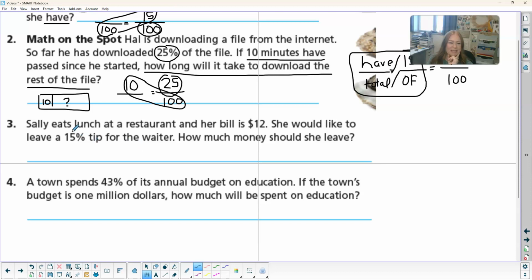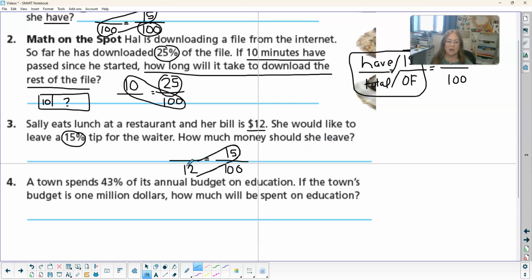Okay, number 3. Sally eats lunch at a restaurant and her bill is $12. So they bring her the check. The total is $12. We know she spent $12. She wants to leave a 15% tip for the waiter. So 15%. How much money should she leave for the tip?